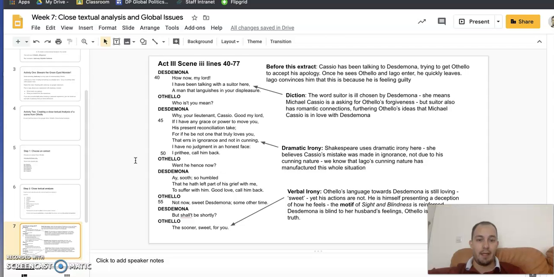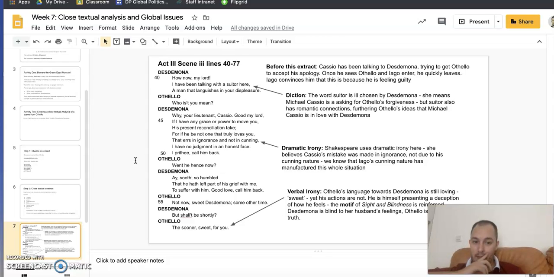And later here you have this verbal irony, because Othello's language towards Desdemona is still very loving. He calls her sweet, yet his actions are not. So he himself at this point is presenting a deception of how he feels.